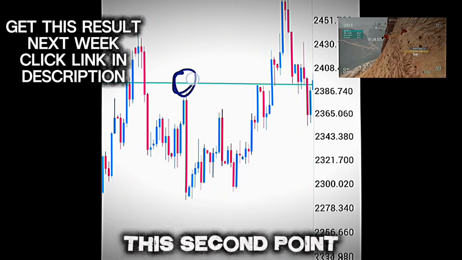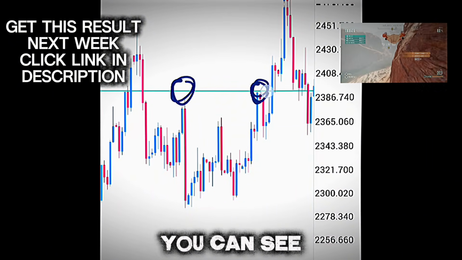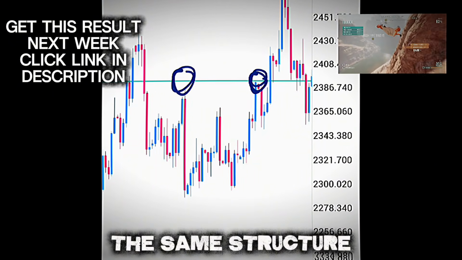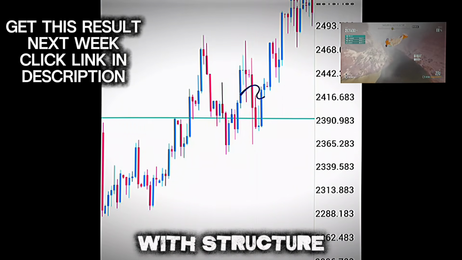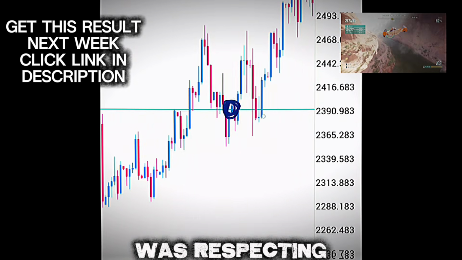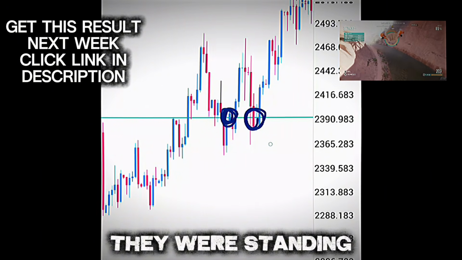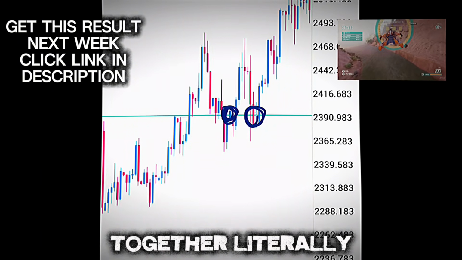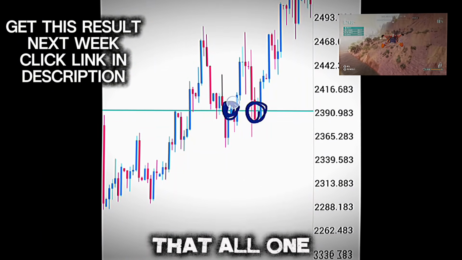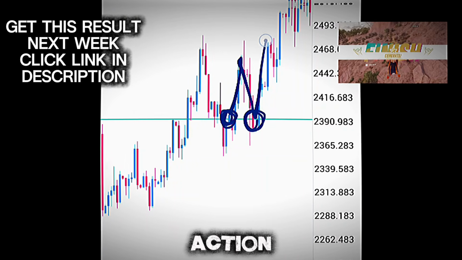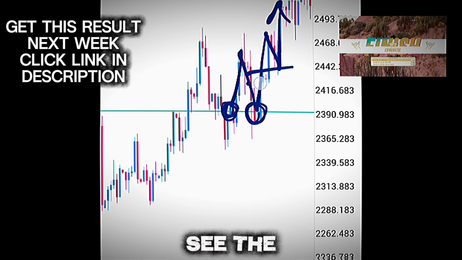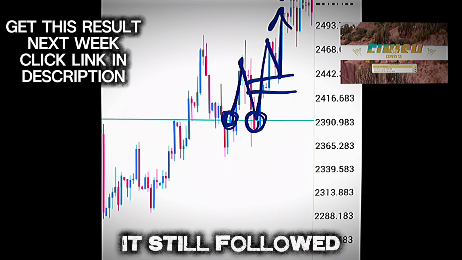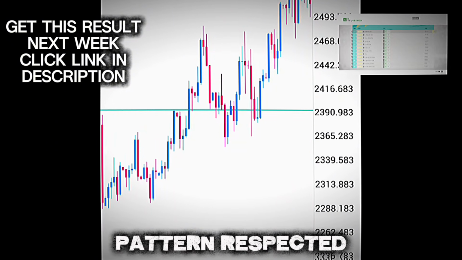And then if you look at this second point, this third point there, you can see it's still showing the same structure. The line was perfectly in line with structure there. You can see how everything was respecting each other. They were standing together literally. And this is to show you that all 1 day price action were following a particular pattern there. You can see the one I showed you before, it still followed this particular pattern, respected.